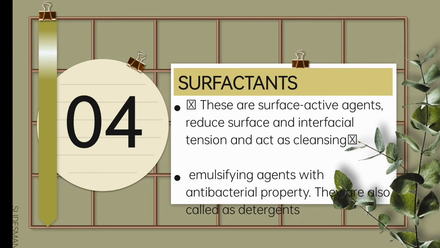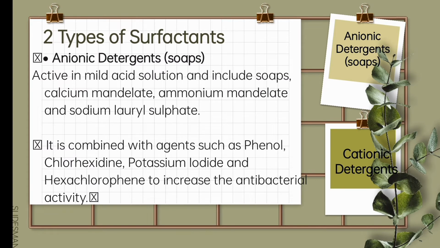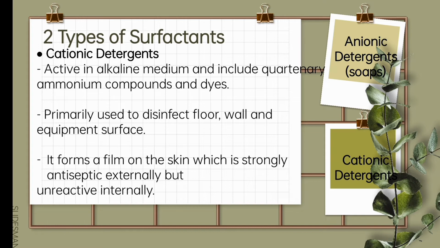Fourth, surfactants. These are surface active agents, reduce surface and interfacial tension, and act as cleansing and emulsifying agents with antibacterial property, and they are also called detergents. There are two types of surfactants. First is the anionic detergents or soaps. It is active in mild acid solution and includes soaps, calcium mandelate, ammonium mandelate, and sodium lauryl sulfate. Cationic detergents are active in alkaline medium and include quaternary ammonium compounds and dyes.